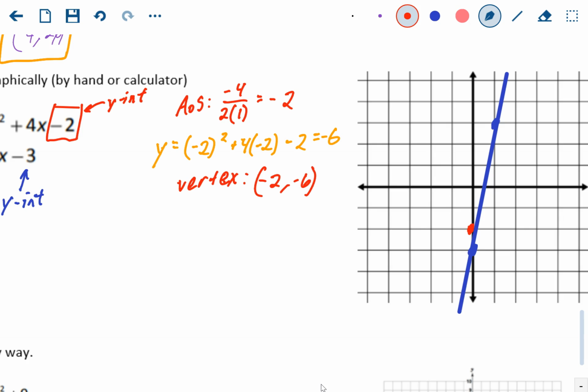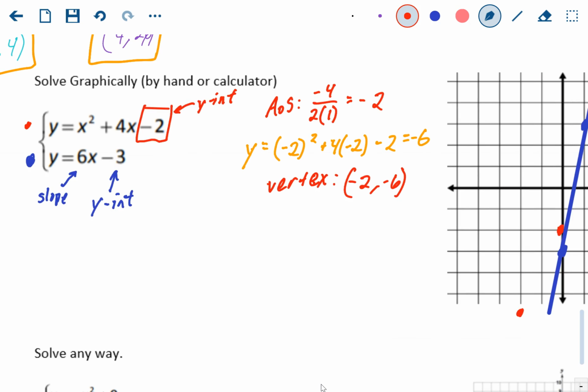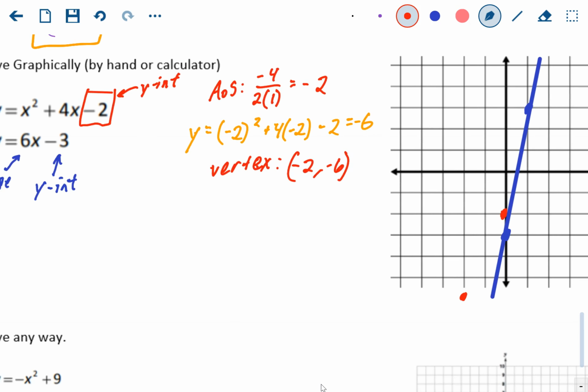So we can graph that. -2, -6 is a little off the graph. That's okay. All right, and then remember, we can find another point. We could also reflect that x value over the y-intercept over.